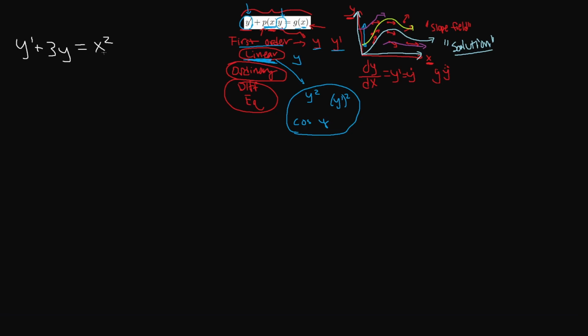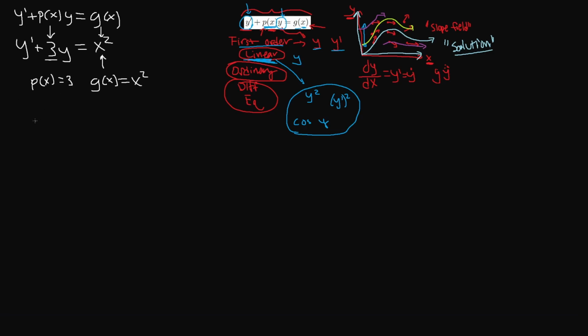So let's see. If we wanted to put it in the original form, I'll just remind you, the original form was y prime plus p of x y is equal to g of x. So if we wanted to plug these in, we could say that p of x is just equal to 3. I know it doesn't depend on x, but this will be an easier example. We can do a harder one in a second. And then g of x is just going to be x squared.